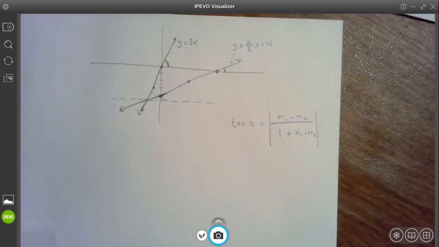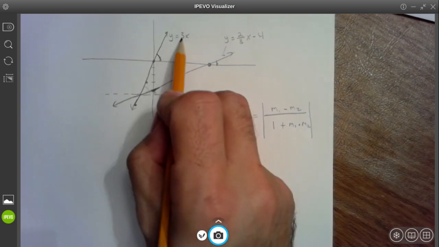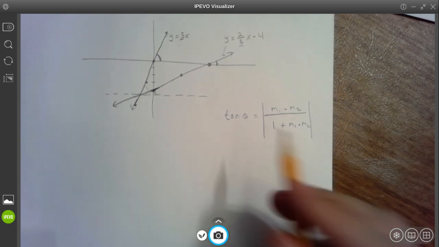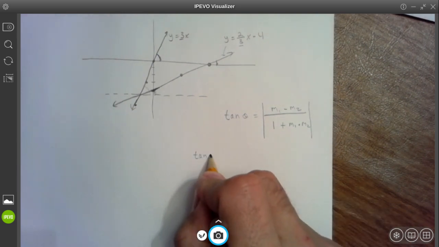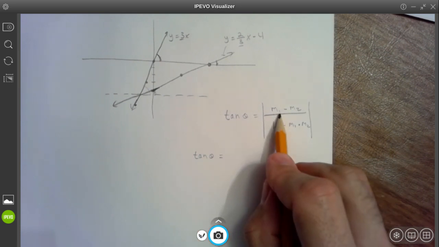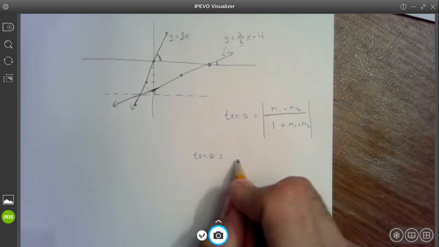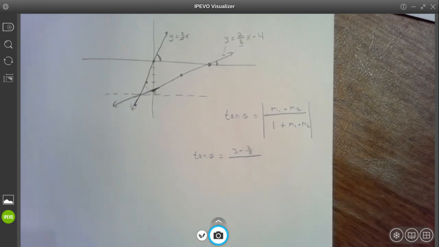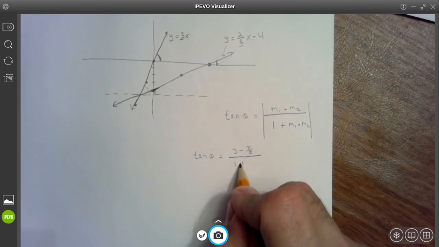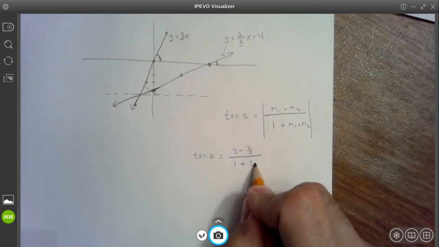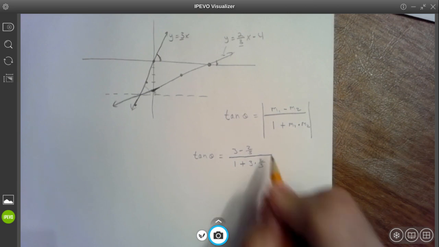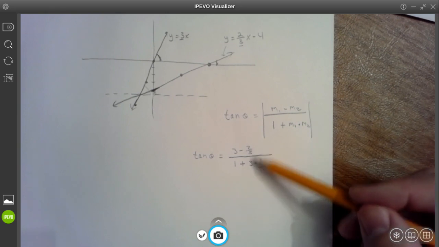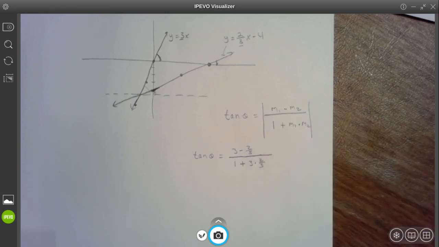Okay, so let's go ahead and throw these two numbers, 3 and 2/3, into this formula and solve for theta. Okay, so tangent of theta, it's going to be 3 minus 2/3. That'll be my top number. 3 minus 2/3. And then for the bottom, it's going to be 1 plus 3 times 2/3. There we go. And if you want to put the absolute value around it, you can. I just know at the end of the day, I'm going to make this positive. That's all those absolute value bars do.